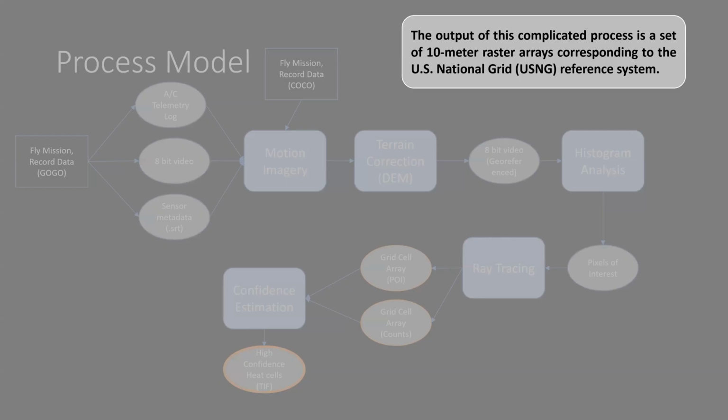I'm not trying to say that this process model I have up here describes in great detail what we're doing. I have another one that has so much spaghetti going on that you really wouldn't be able to see it on the PowerPoint slide. But the key takeaway here is that the output of the process is a set of 10-meter raster arrays that corresponds to the US National Grid reference system.